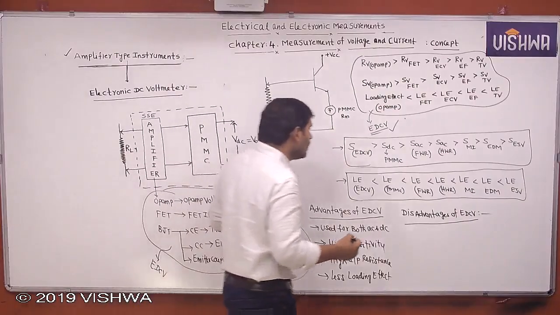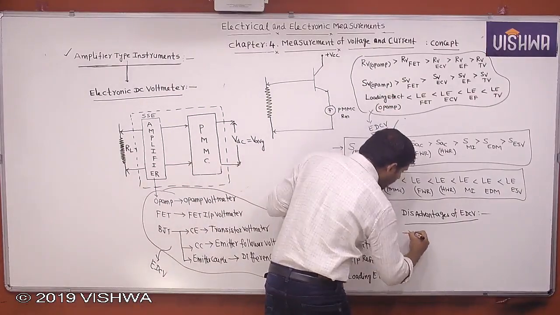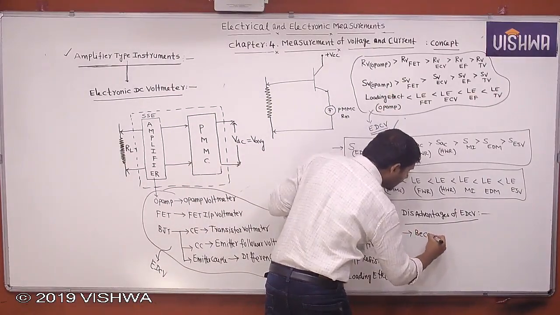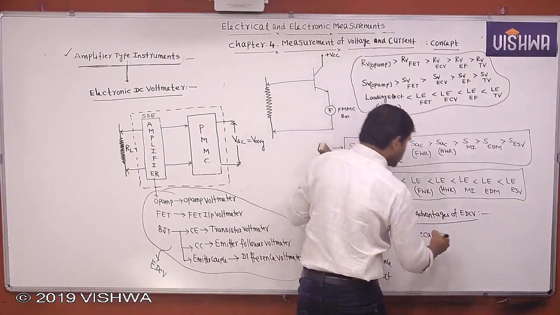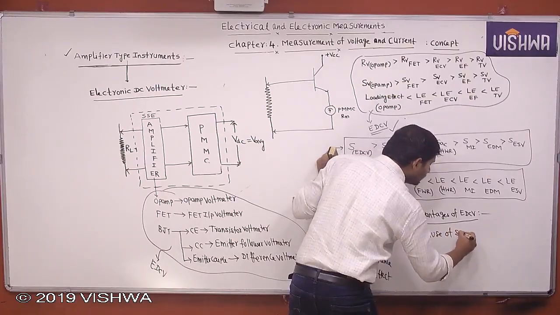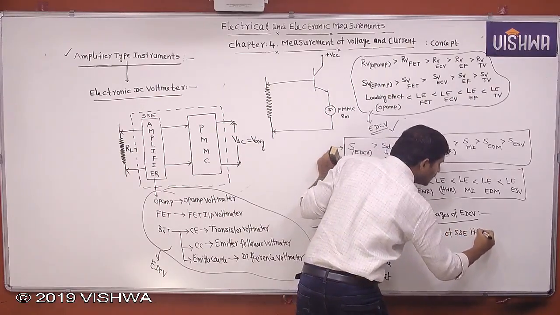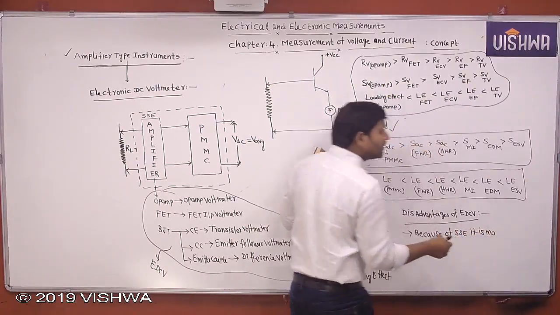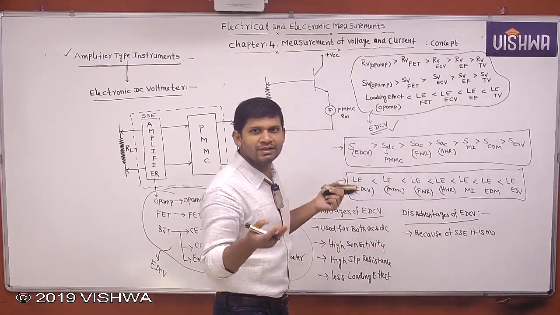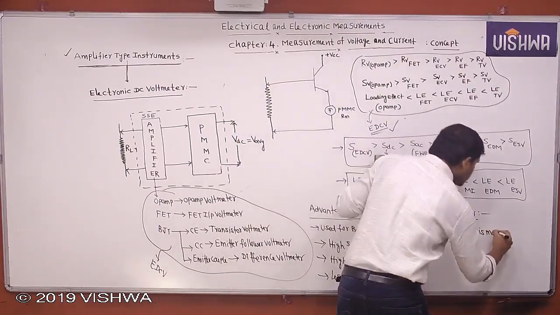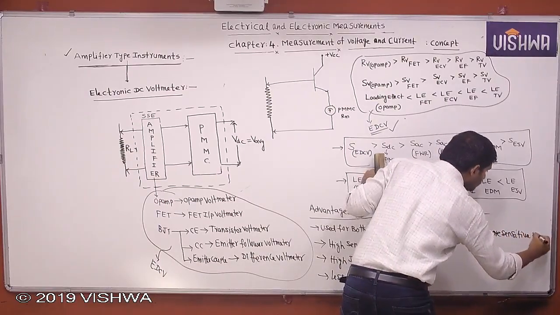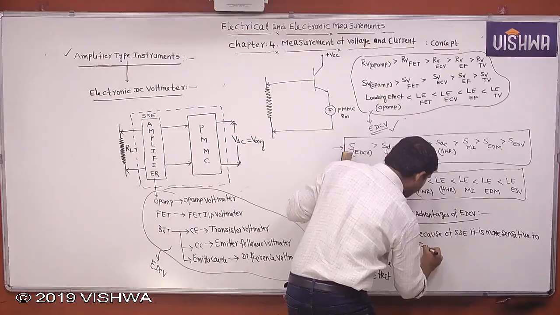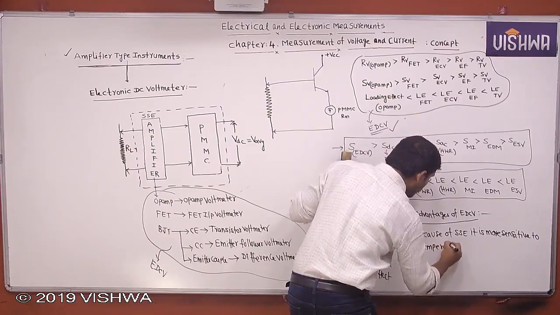Because of the solid state electronic devices, this meter is affected, meaning semiconductors are more sensitive to temperature. Easily, because of a change of temperature, the meter reading changes. It is more sensitive to temperature. Okay, this is one point to remember.